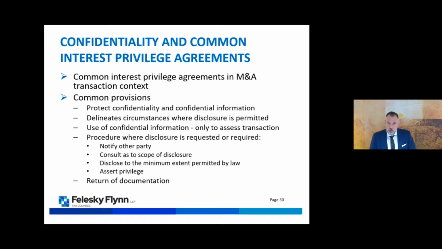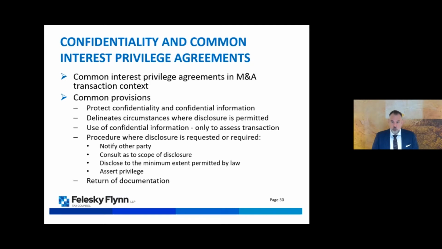A common interest privilege agreement will typically delineate circumstances where disclosure to, say, the CRA is permitted. Will limit how you can use the confidential information that is exchanged under the terms of the common interest privilege agreement. And really, it's usually limited to only for purposes of advancing the transaction that you're working on. And then there will be some procedures where disclosure is requested or required.